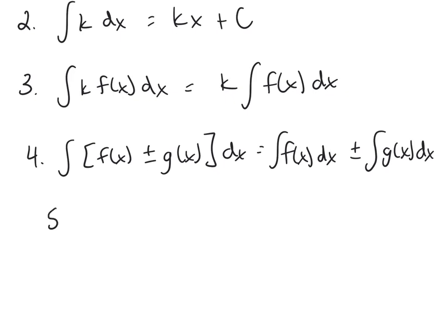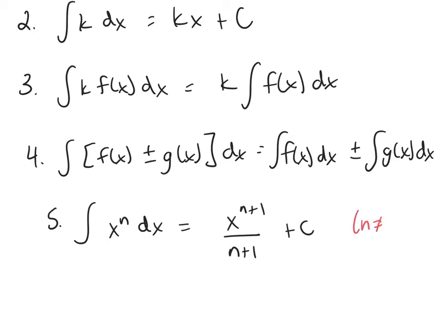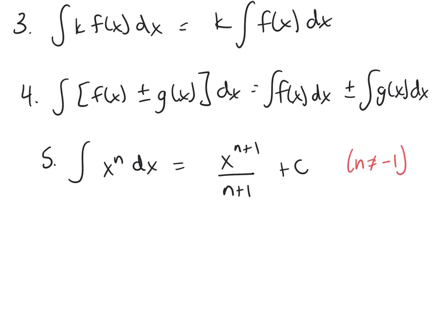Number 5, the integral of x to the n is x to the n plus 1 over n plus 1 plus c, supposing, here I'll say, that n can't be -1. So I usually call this rule the reverse power rule, because you're kind of doing the opposite of what you did in the power rule. In the power rule, you subtracted 1 from the power. Now you're adding 1. Before you multiplied by the power, now you're dividing by the power.